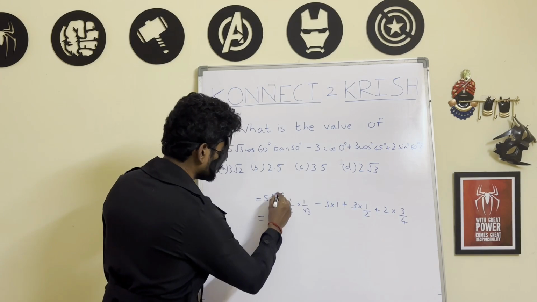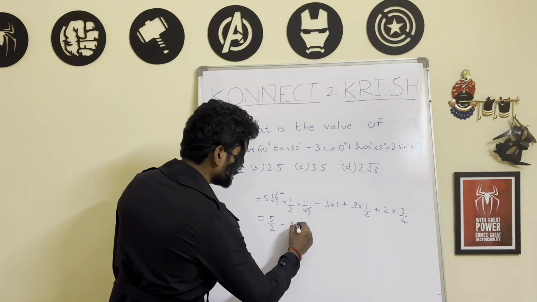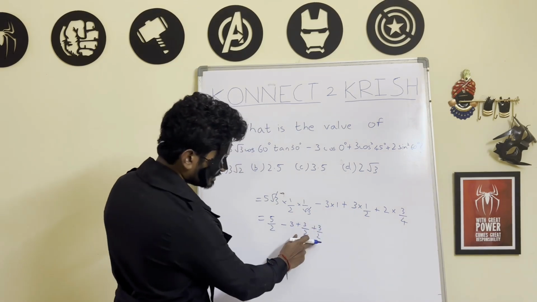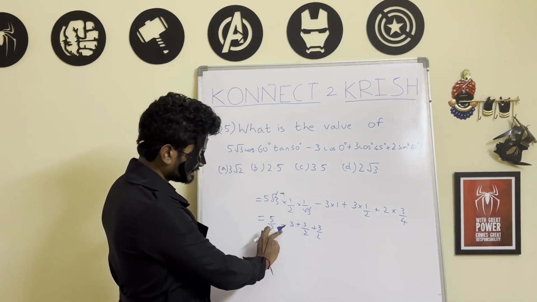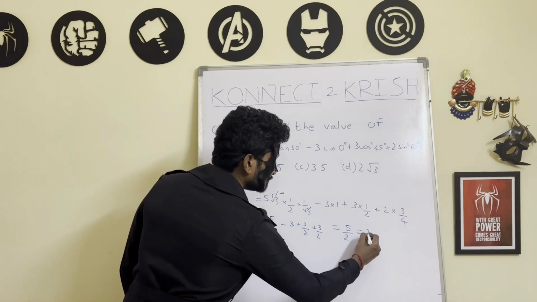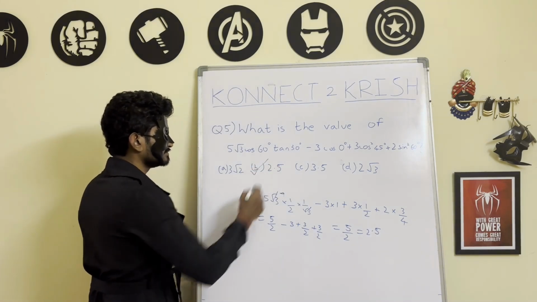Solving this, root 3 will get cancelled: 5 by 2 minus 3 plus 3 by 2 plus 3 by 2. 3 by 2 plus 3 by 2 will be 3, it will get cancelled with minus 3, so the answer will be 5 by 2, which is nothing but 2.5. So the option B is the right answer.